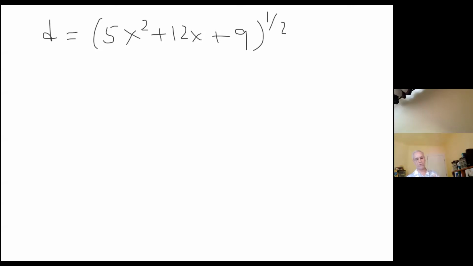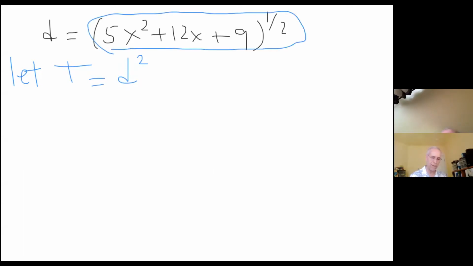Now, I know that we can write this as d equals 5x squared plus 12x plus 9 to the power of 1/2, and take d prime from there. But usually, not all the time, in mathematics, when I have something like this, we can say, let t equal d squared. And if d equals this, then d squared should equal 5x squared plus 12x plus 9.